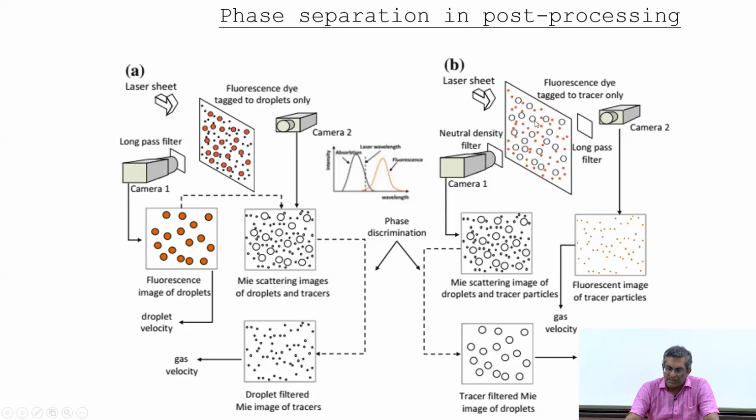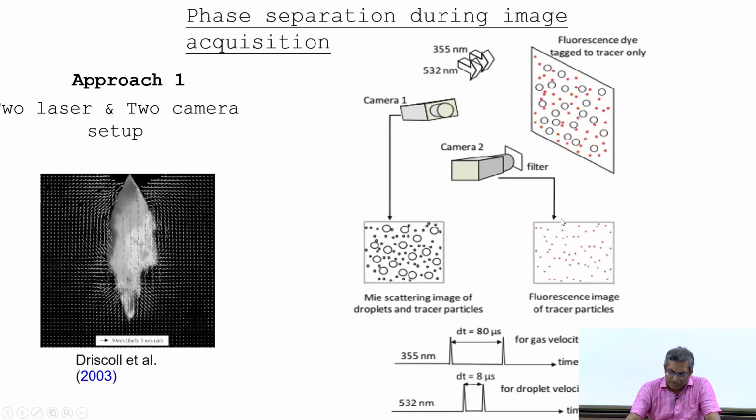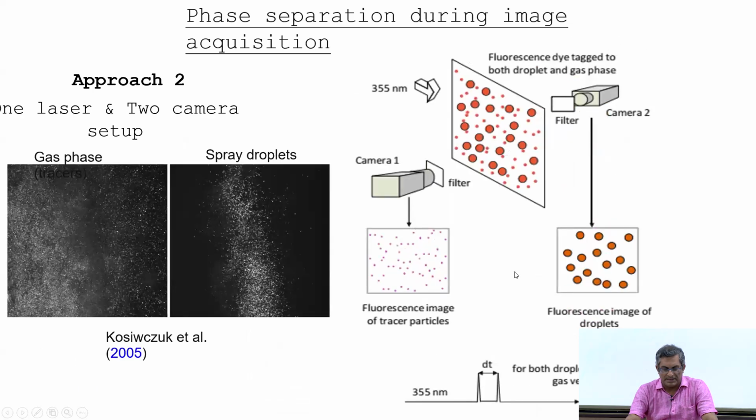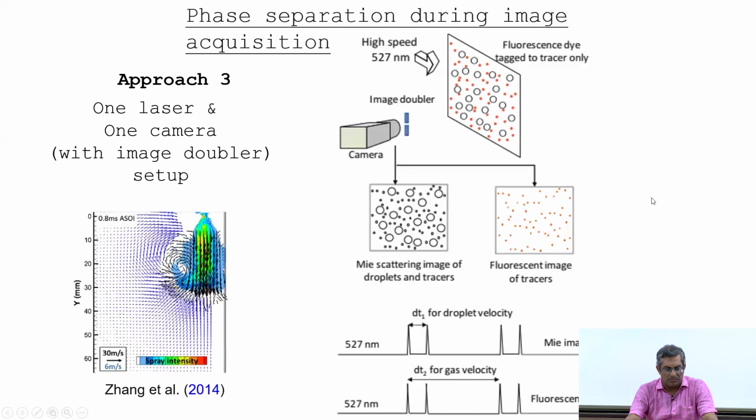We can do the same thing, as I said, for tracer particles, tagging the dye to the tracer particles and doing a similar approach. People have also tried many different approaches, for example, using two different dyes and two different lasers. As shown here in all these examples, I am just briefly showing you how this is done.